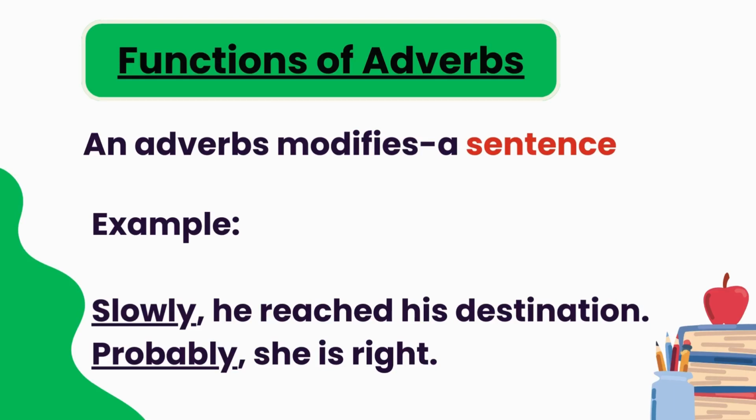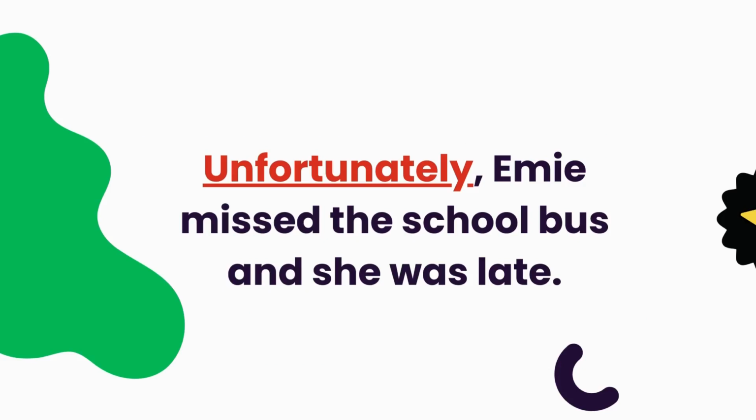Example number two, probably she is right. The adverb is in the front of the sentence. Another example for the sentence, unfortunately, Amy missed the school bus and she was late. The adverb is in the front of the sentence.